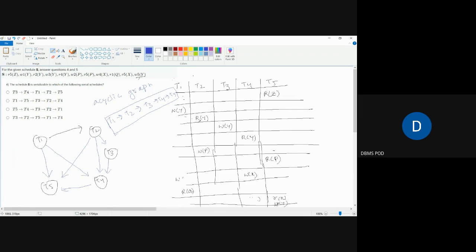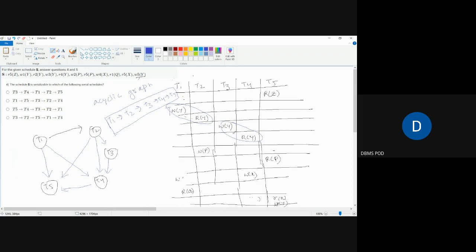Yes, sir. Now you have to check the write-read pairs. So there is one write-read pair, you can see that. And there is T3 to T4. This is the second write-read pair, right? Correct.